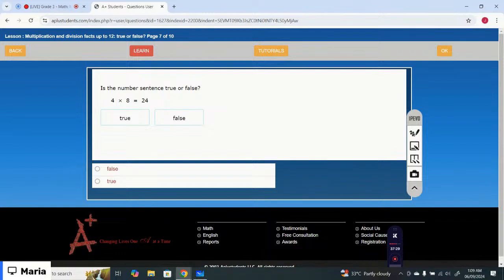The next one is the number sentence true or false? Which is the correct option? 4 times 8 equals 24. Is it true or false?